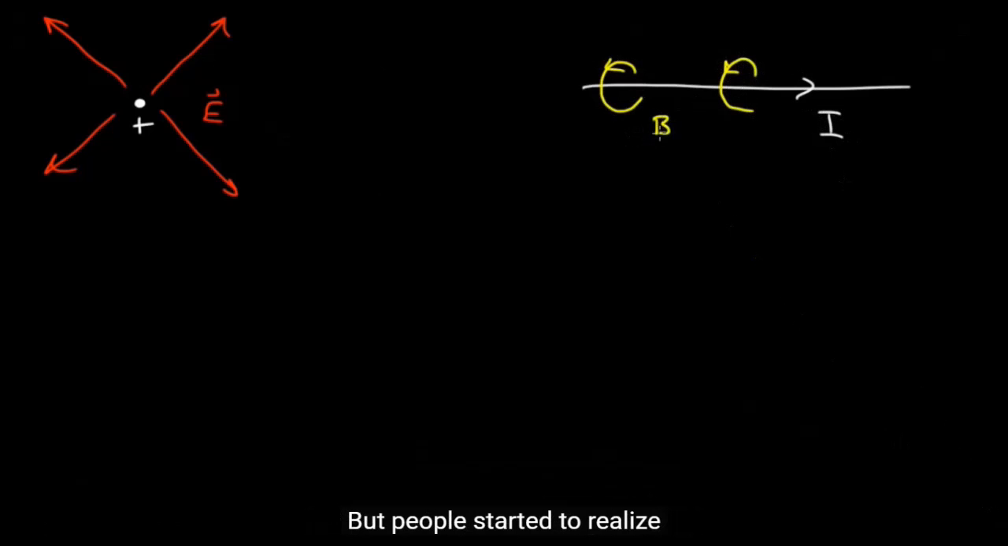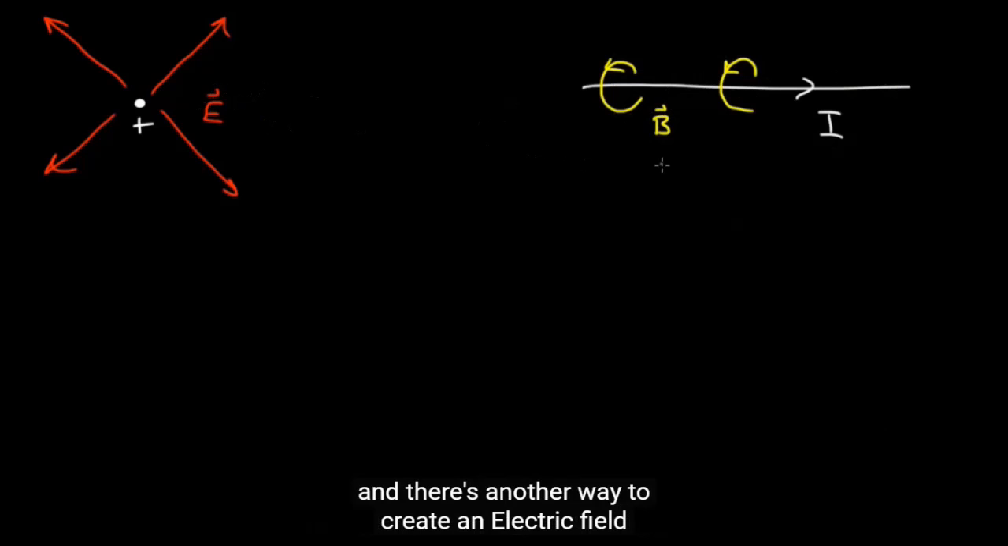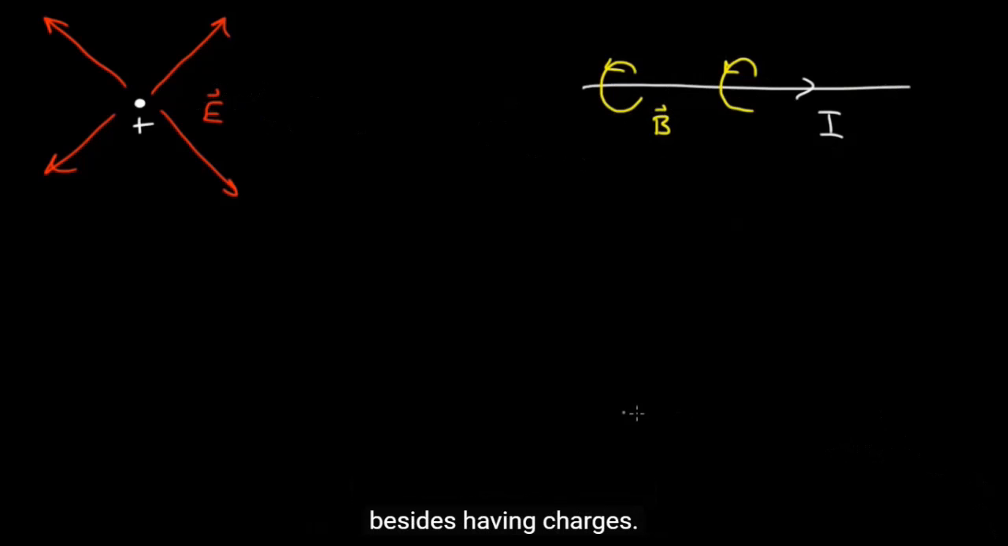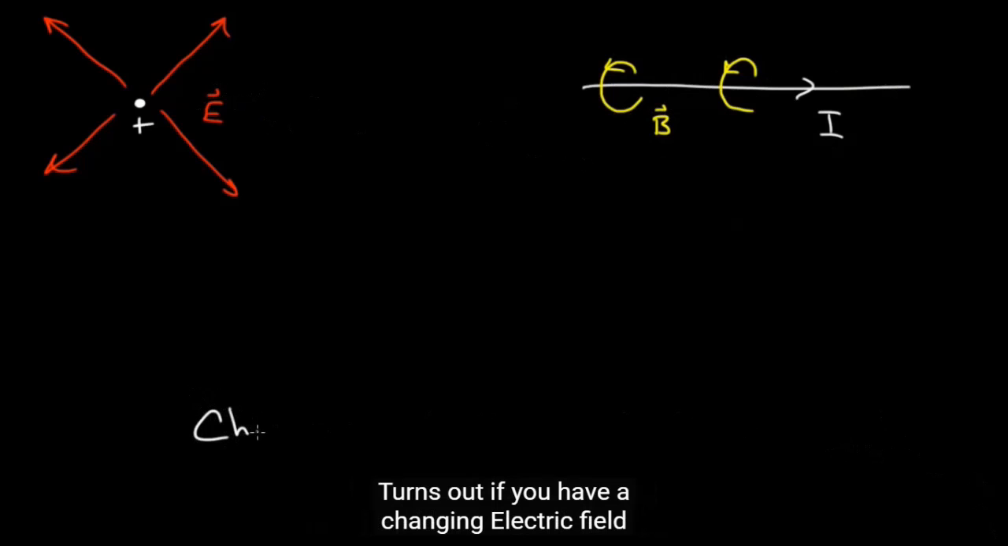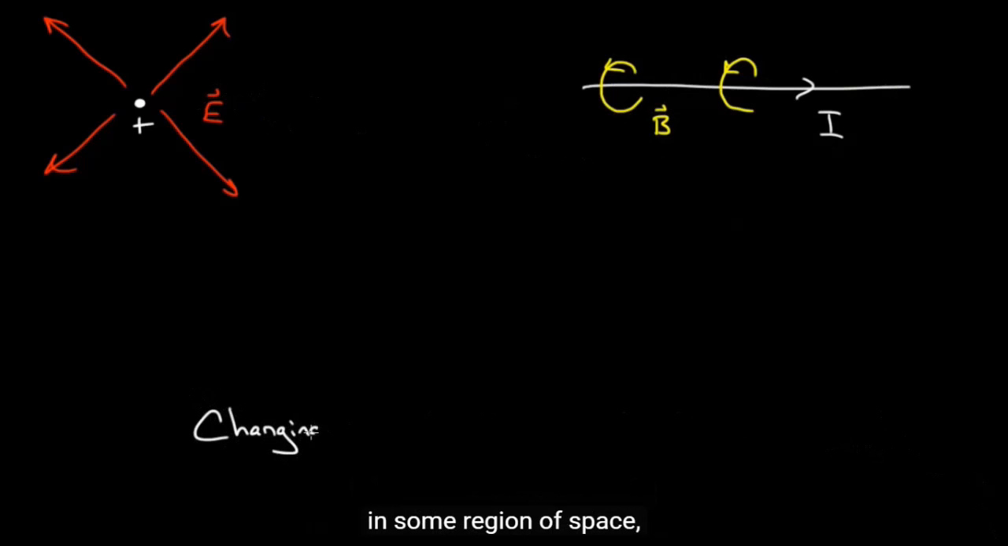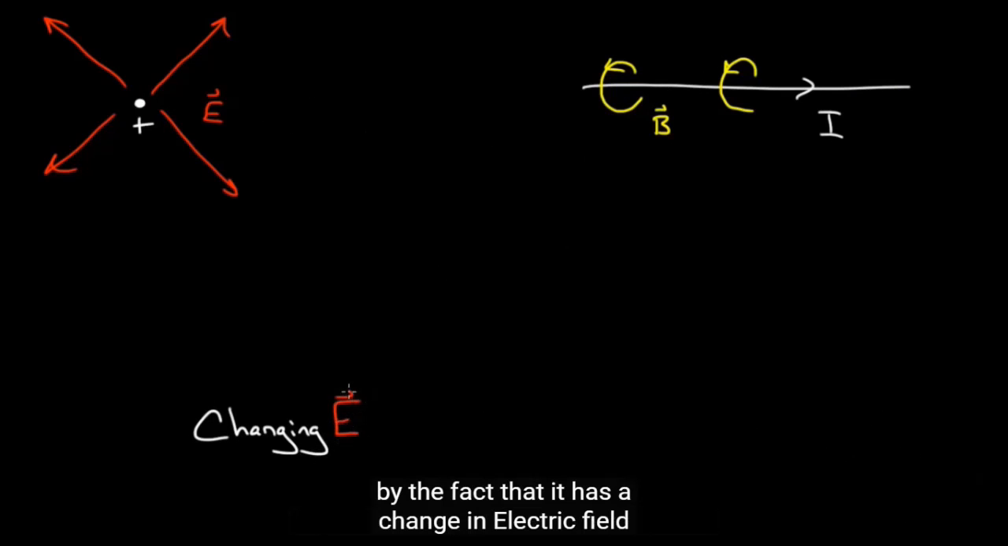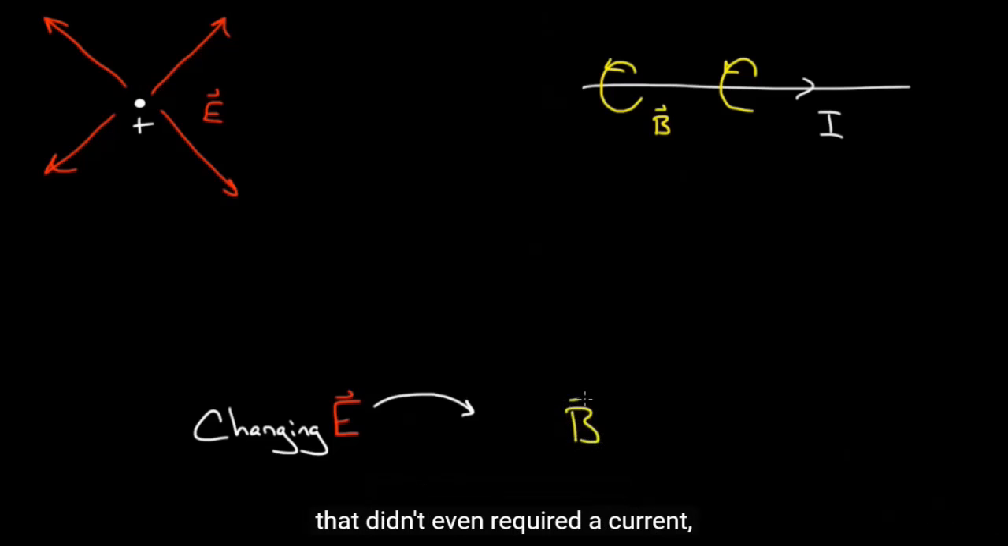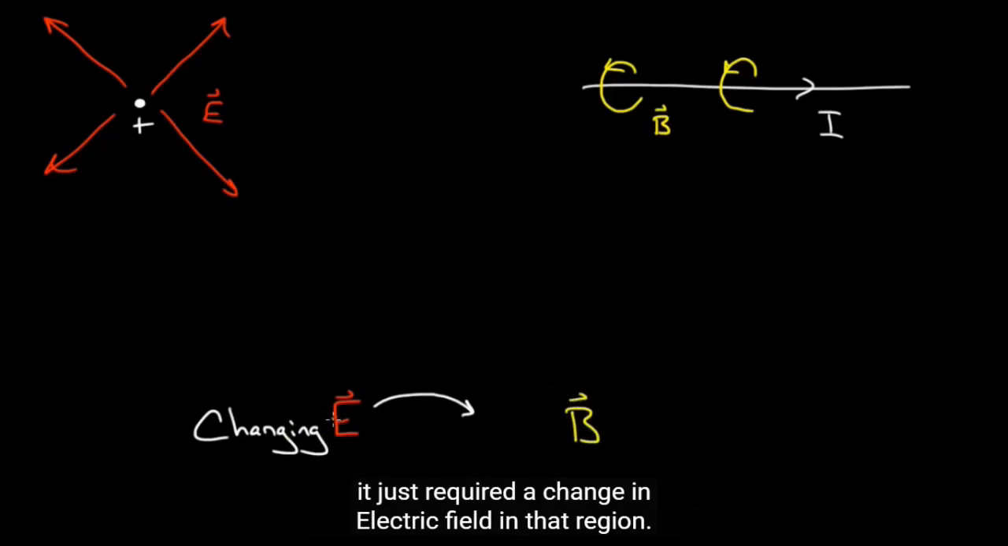But people started to realize there's another way to create a magnetic field besides having a current, and another way to create an electric field besides having charges. Turns out if you have a changing electric field in some region of space, even if that region has no current in it, that changing electric field is going to induce or create a magnetic field. So here was a way to create a magnetic field that didn't even require a current. It just required a changing electric field in that region.